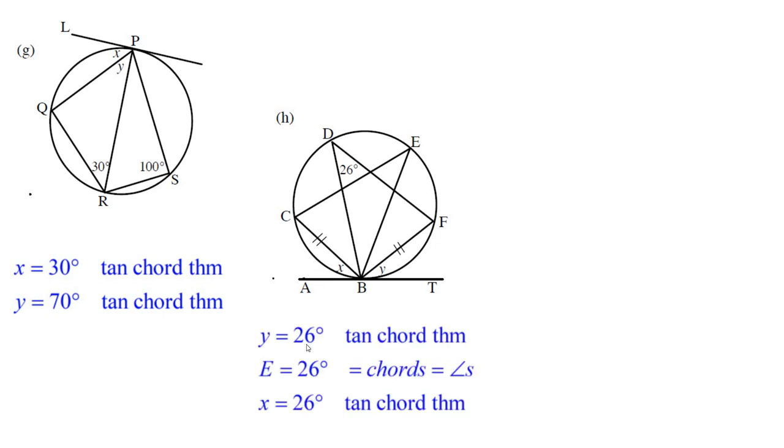Let's see how I did it. Y is 26 degrees, tan chord theorem. But E is equal to 26 degrees because of chords. Equal chords make equal angles. And that means x is 26 degrees because of the tan chord theorem.